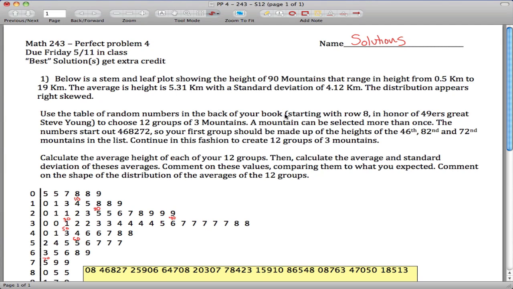All right, here are solutions to perfect problem 4 for Math 243. So we're given this stem and leaf plot, which showed up earlier in this class. It shows the height of 90 mountains. The smallest is 0.5 kilometers. The largest is 19 kilometers.